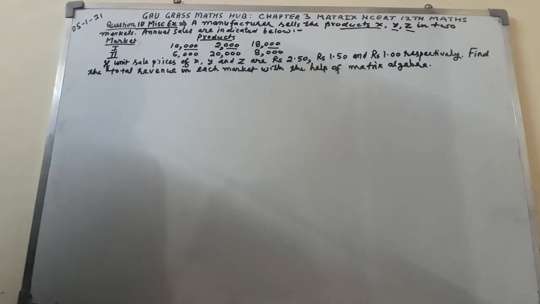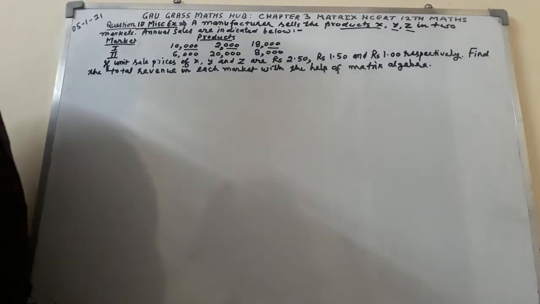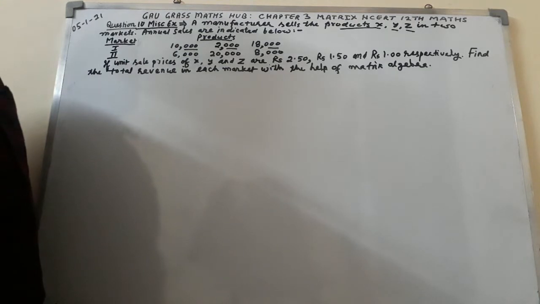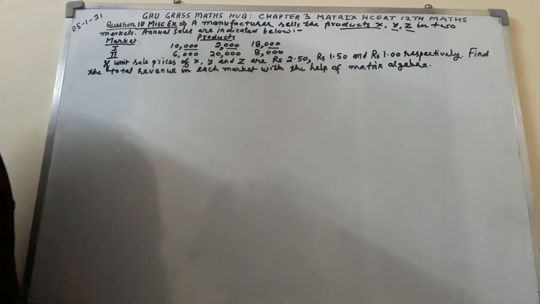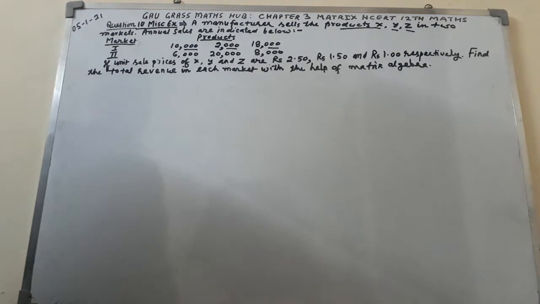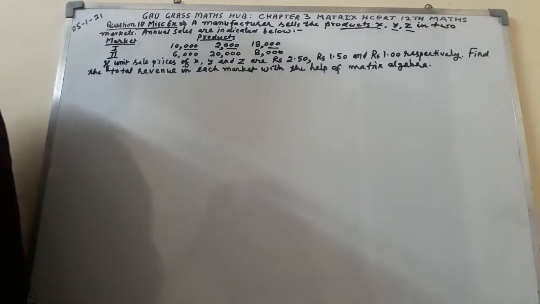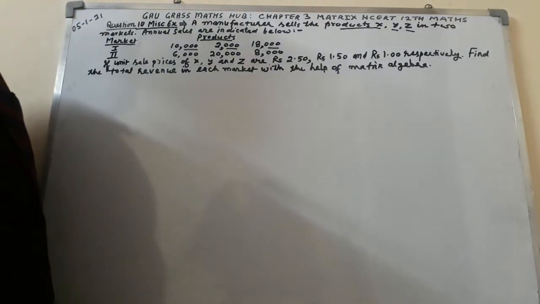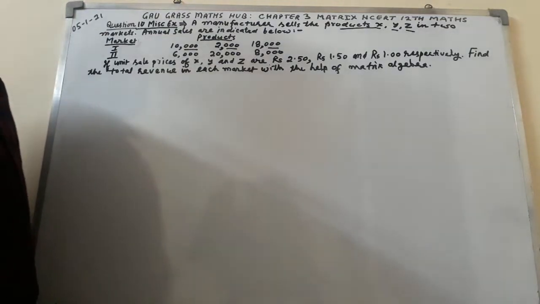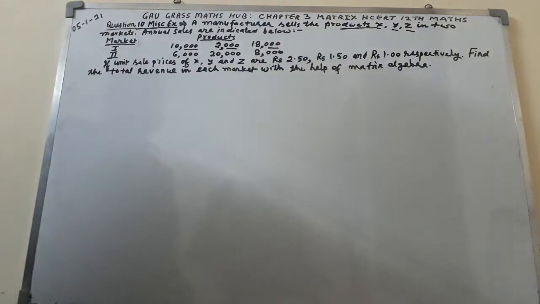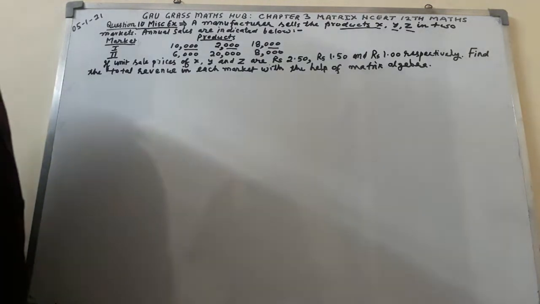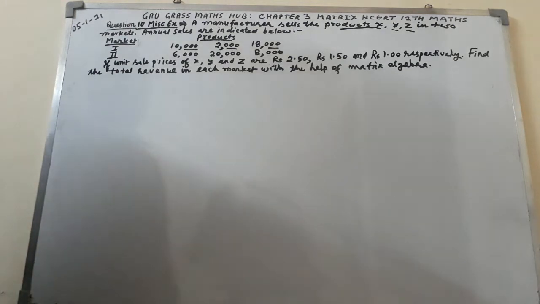Products in the first market: 10,000, 2,000, 18,000. In the second market: 6,000, 20,000, 8,000. If unit sale prices of X, Y, Z are rupees 2.50, rupees 1.50, and rupee 1 respectively, find the total revenue in each market with the help of matrix algebra.